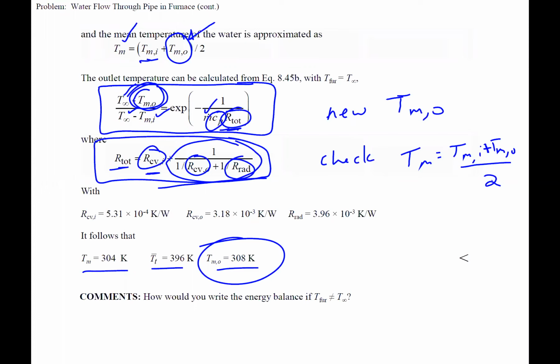So it's similar to what you have to do in machine design, right? A lot of things depend upon a lot of other things. So you've got to basically guess, solve, check, and go through again, right?